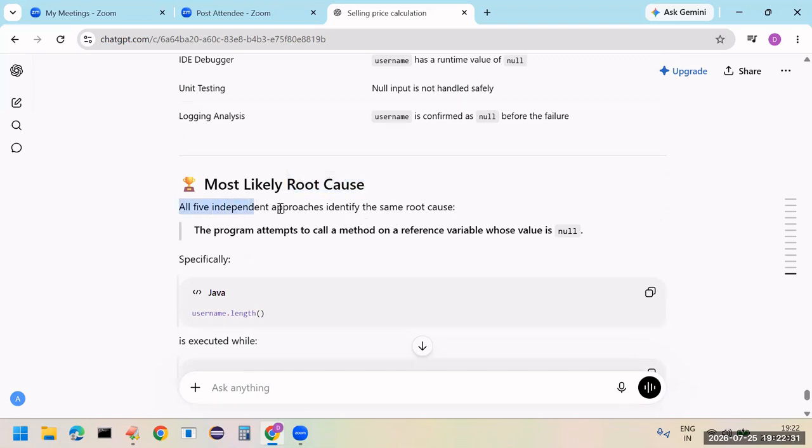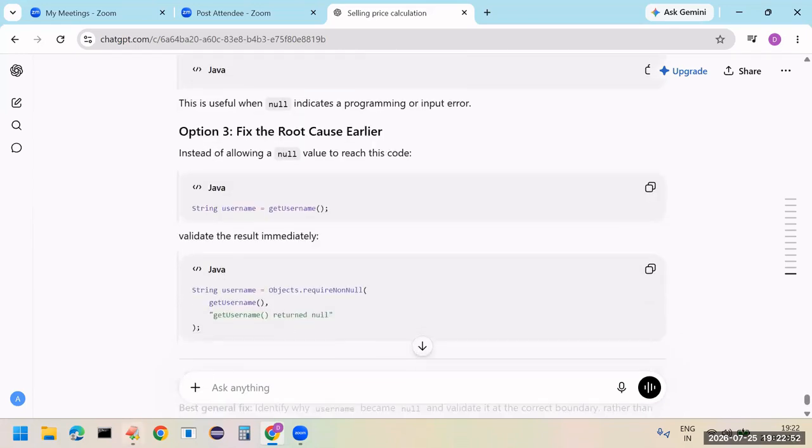Sir, all 5 independent approaches identify the same root cause. The program attempts to call a method on a reference variable whose value is null. In all these approaches, sir, I got the same answer. ChatGPT is very intelligent. Clear?